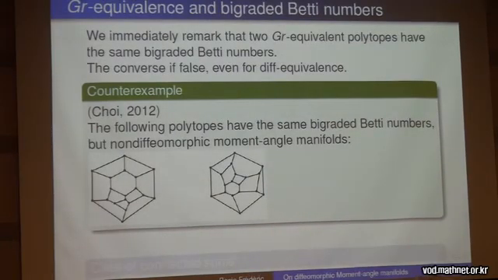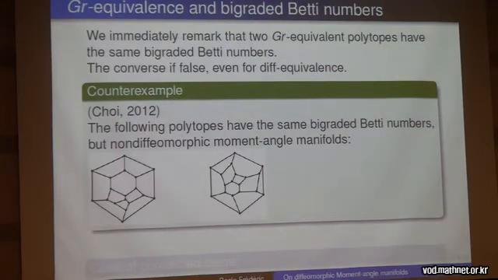The dimensions of the cohomology spaces are the same, but not the product. Here are two polytopes, and Choi remarked that they have the same bigraded Betti numbers, but not the same cohomology. Their moment-angle manifolds do not have the same cohomology. But there is one case where bigraded Betti numbers are sufficient.